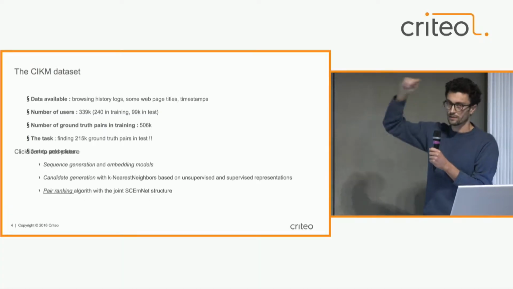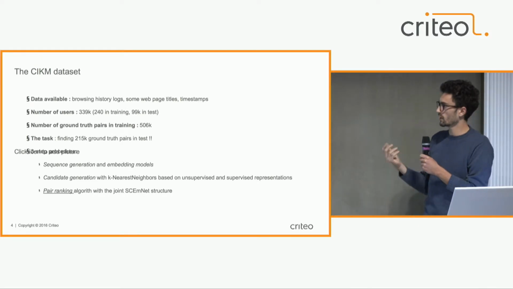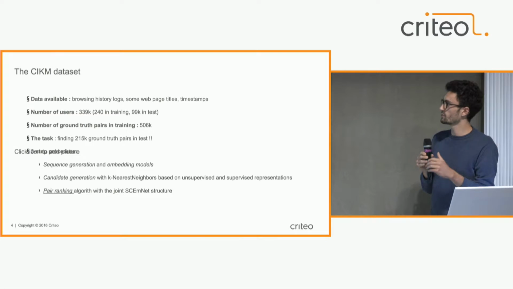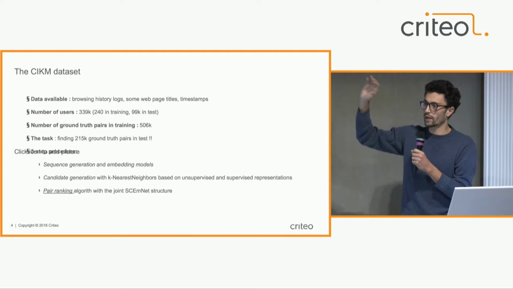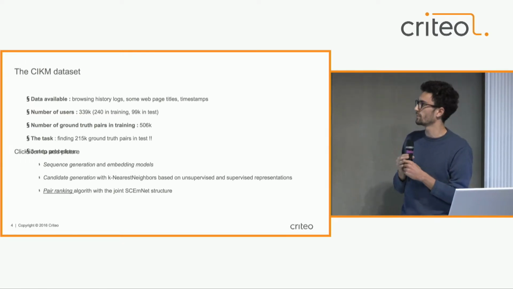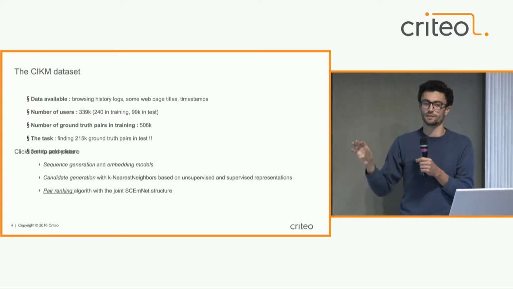What we did is we applied our methods on a public dataset, the CIKM dataset. It is a cross-device matching dataset, and the data available was browsing history logs, some web page titles, and also the timestamps. We have a list of users and a list of pairs given in training, and what we have to give in the end is the 215 ground truth pairs in test.